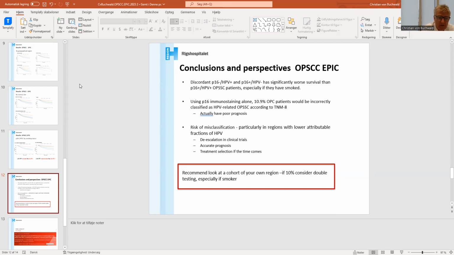So the risk of misclassification, particularly in regions with a lower attributable fraction of HPV, has to be addressed when you want to design or perform de-escalation in clinical trials, and it also has to be addressed in cases where you need an accurate prognosis, and for treatment selection, if the time comes. So our conclusion is that we recommend you look at a cohort of your own region, and if it is above 10%, consider double testing, especially if the patient is a smoker.